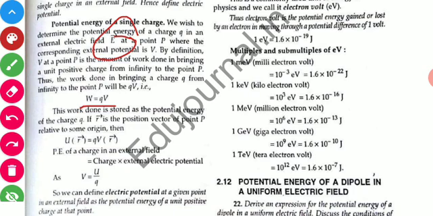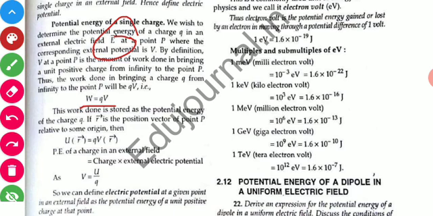Now students, whatever work we do to move this unit charge Q from infinity to this point will be stored in the system as potential energy. So work done is stored as the potential energy of the charge Q.